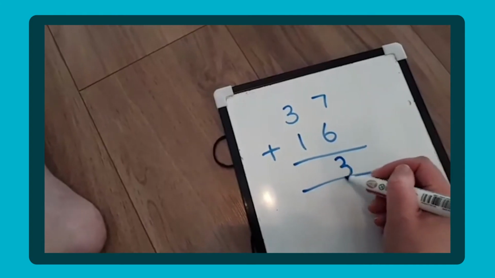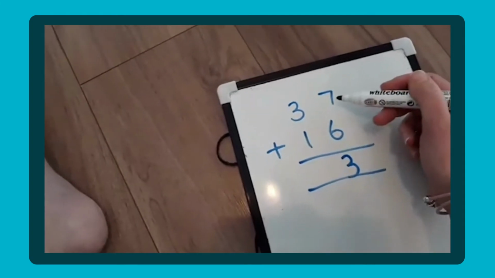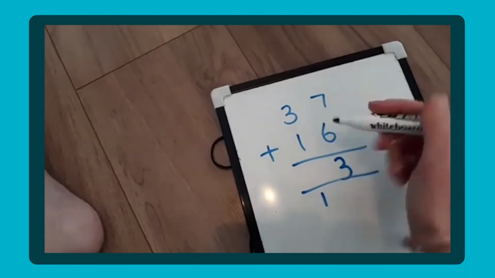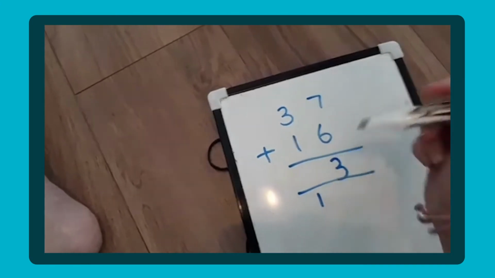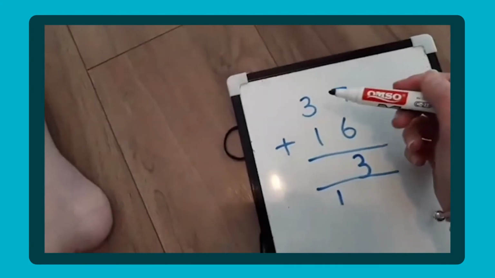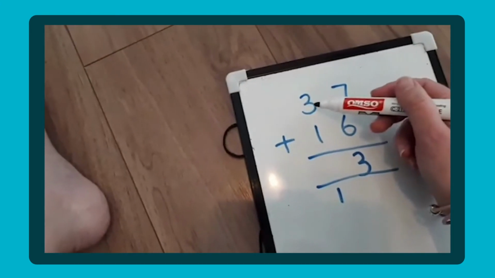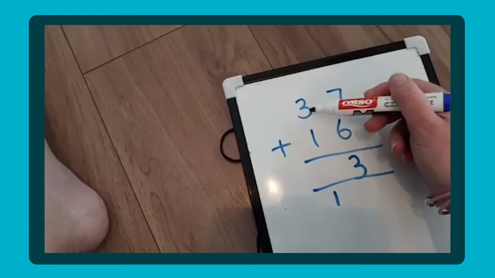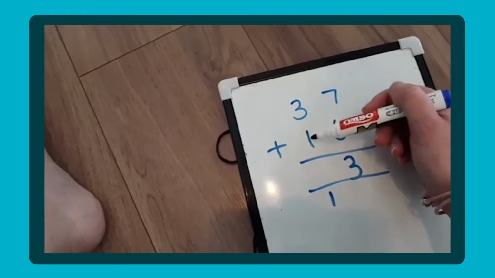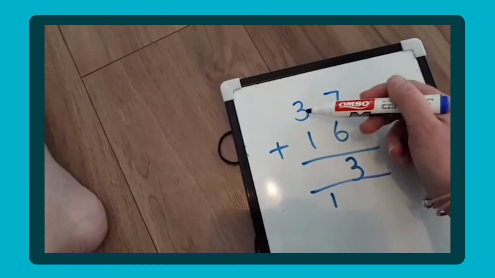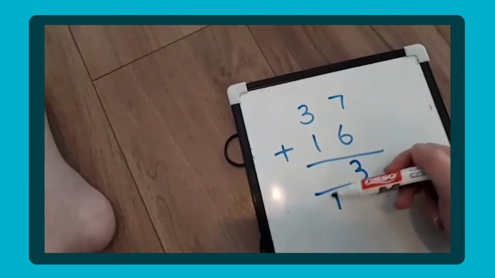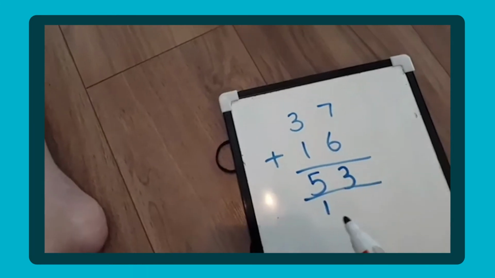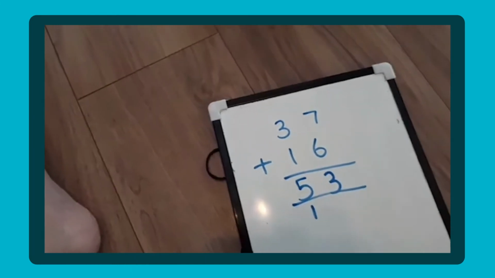So I'm going to put my 3 from my ones here and I'm going to put the 10 that I'm exchanging from my 13 in my tens column in just a minute. Then I'm going to add together my tens. So I've got 3 tens and 1 ten, which is 30 and 10, which makes 40. But I also have this 1 ten to add on as well, which gives me 53. And that's the answer you've got.